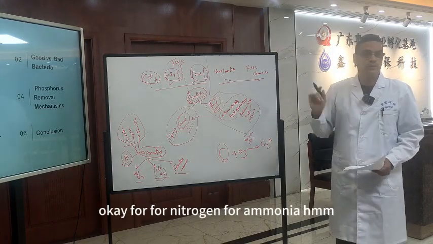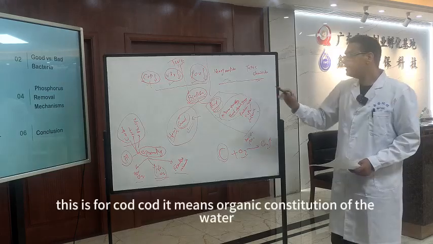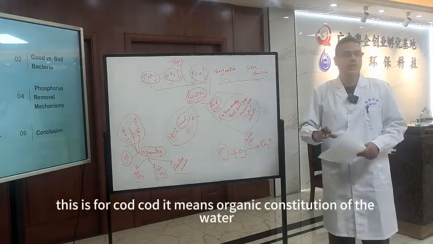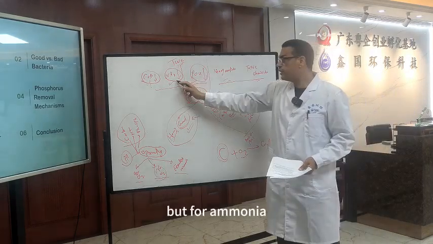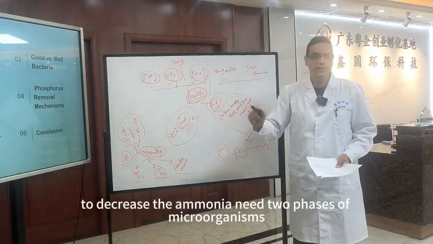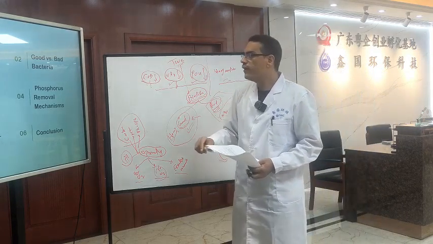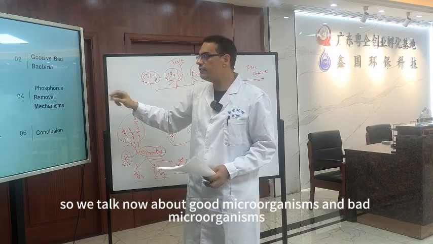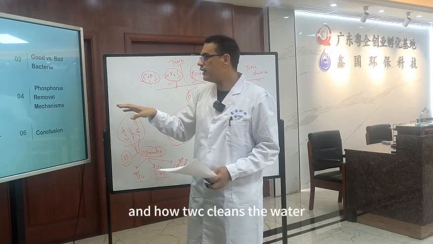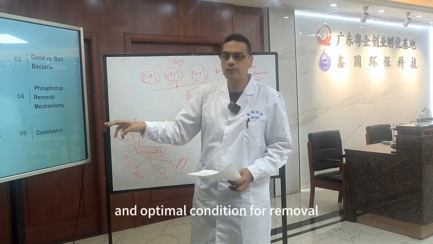For nitrogen, for ammonia. Okay. This is for COD. COD means organic constituent of the water. But for ammonia, to decrease the ammonia, need two phases of microorganism. So we talk now about good microorganism and bad microorganism, and how TWC cleans the water. We will talk about it. Phosphorus removal and optimal condition for removal.